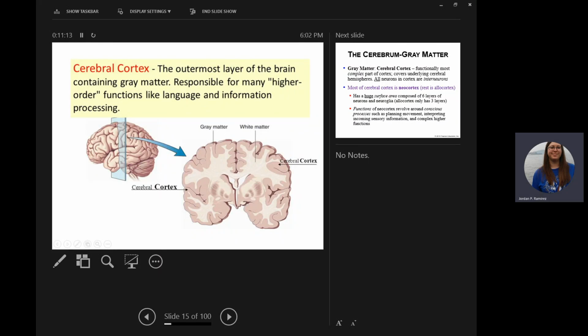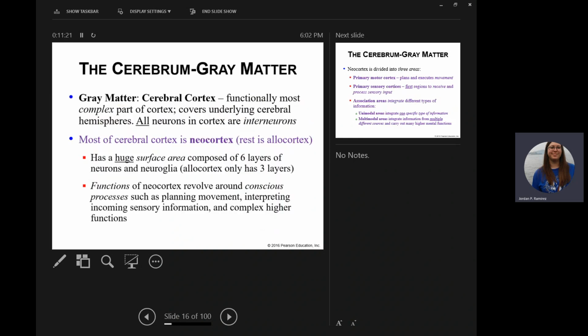It's the outermost layer of the brain, which contains the gray matter. It's responsible for many higher order functions like language and information processing. That's where a lot of that integration is going to take place. All right, so the cerebral cortex is functionally the most complex part of the cortex.